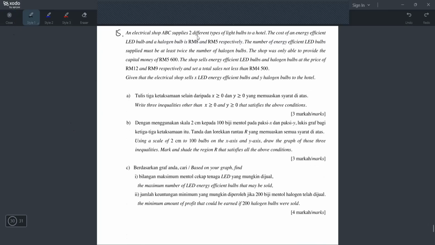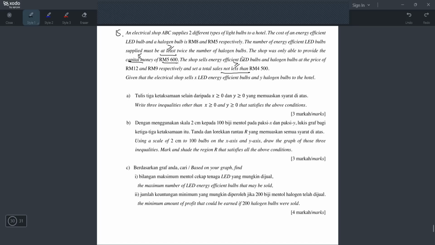An electrical shop ABC supplies two different types of light bulbs. The cost of an energy efficient LED bulb and a halogen bulb is 8 ringgit and 5 ringgit respectively. Now we read the whole thing first. We don't do it yet. The number of energy efficient LED bulbs supplied must be at least, so bigger than or equal to, twice the number of halogen. And then the shop was only able to provide the capital. Capital means smaller than or equal to 5,600. The shop sells energy efficient LED bulbs and halogen at the price of 12 and 9, and a set of total sales not less than, means bigger than or equal to, 4,500.